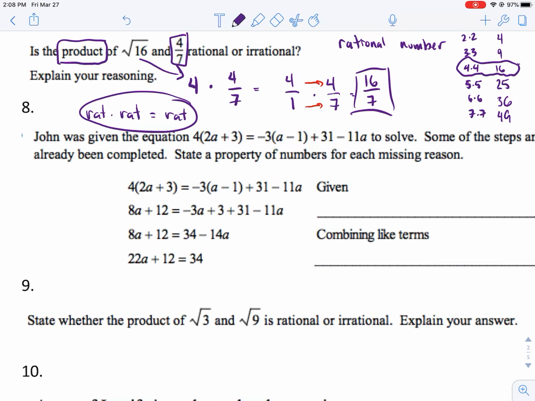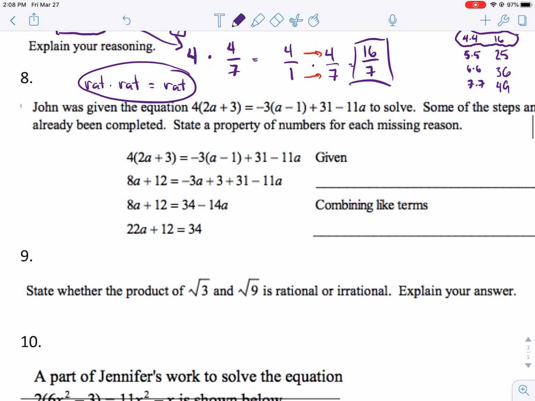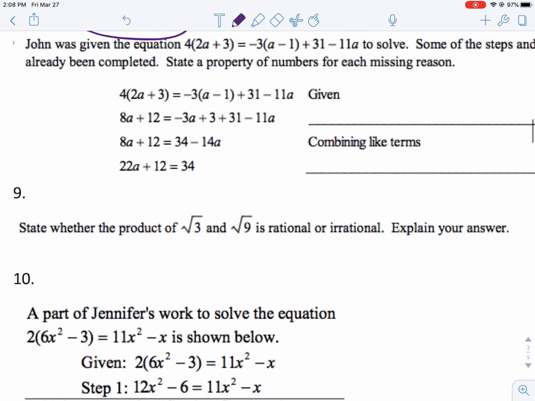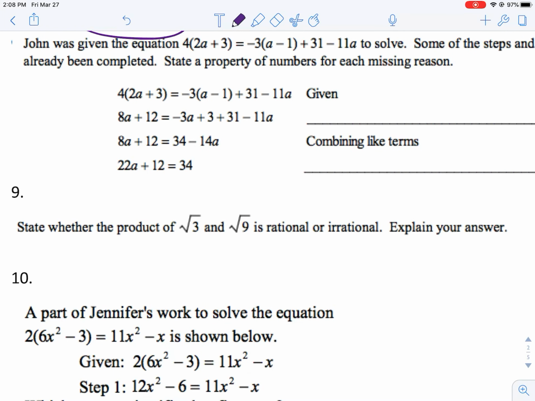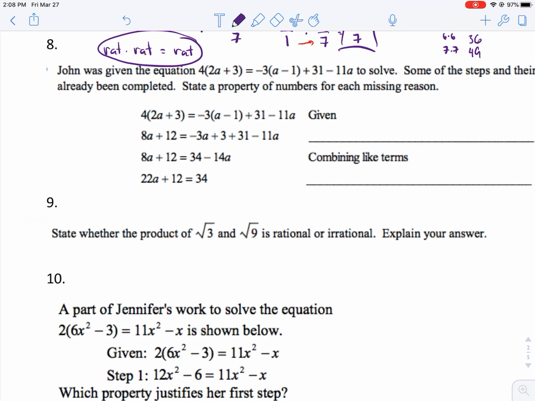On to number 7. Or I'm sorry, number 8. That was number 7. Number 8. John was given the equation 4 times in parentheses 2a plus 3 is equal to -3 times in parentheses a minus 1 plus 31 minus 11a to solve.